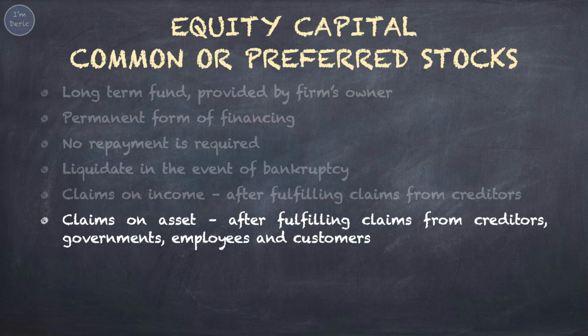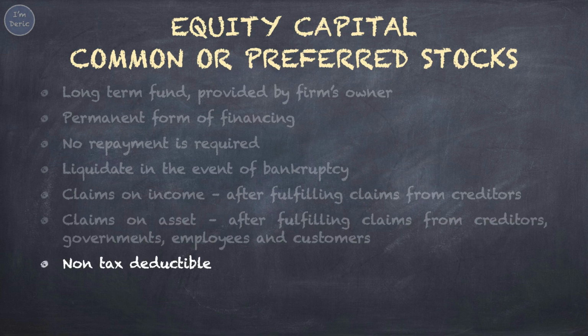Claims on asset. When the company is under bankruptcy process, the company will have to fulfill claims from creditors, governments, employees, and customers first. Then the balance will go to the stockholders. Therefore, stockholders may have a risk of receiving nothing in the case of bankruptcy, if there is no balance after paying other parties. Dividends are non-tax deductible because they are not a part of the expenses.